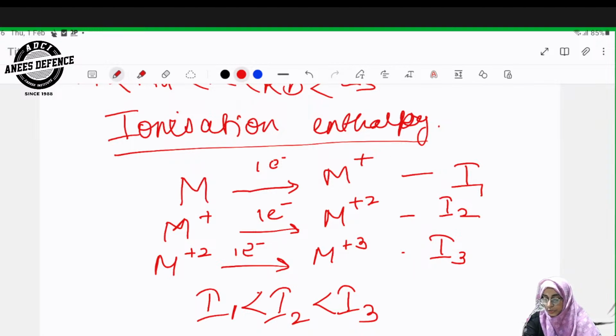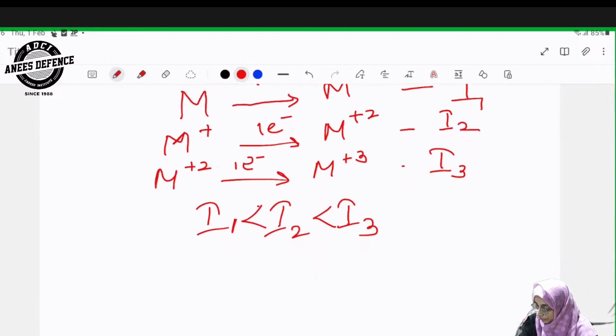The value of ionization enthalpy increases as the removal of electrons becomes more difficult. And ionization energy is always positive because energy is always required to remove the electron from an atom. Always there is some requirement of energy to remove the electron, so it is always positive.